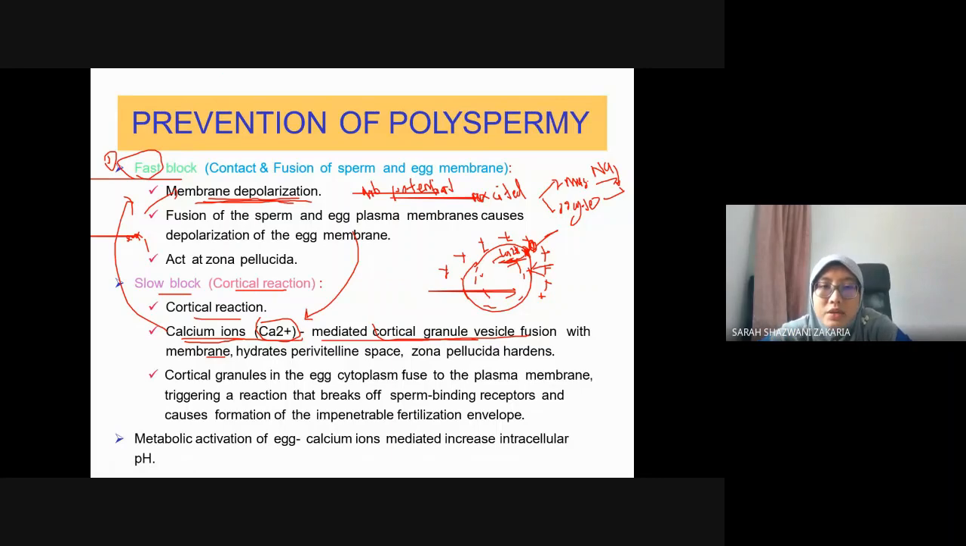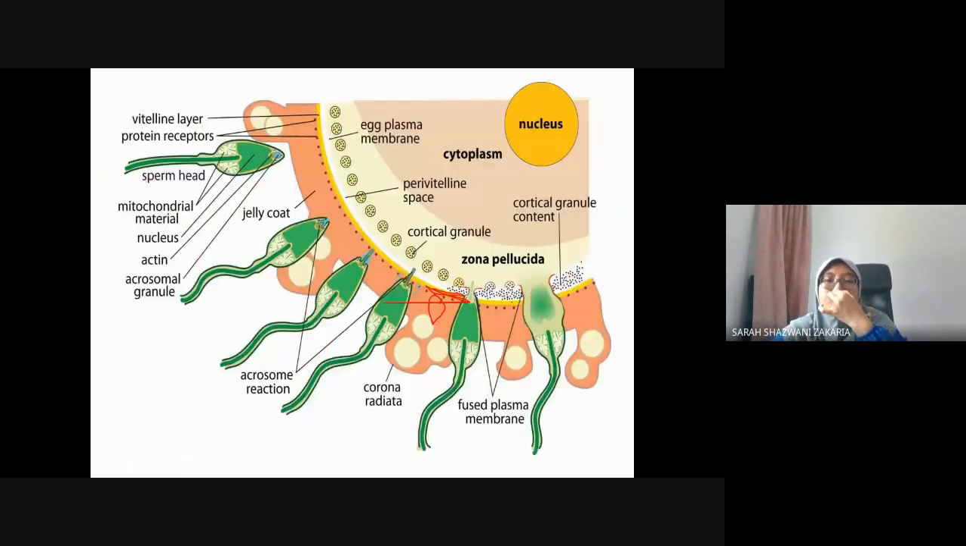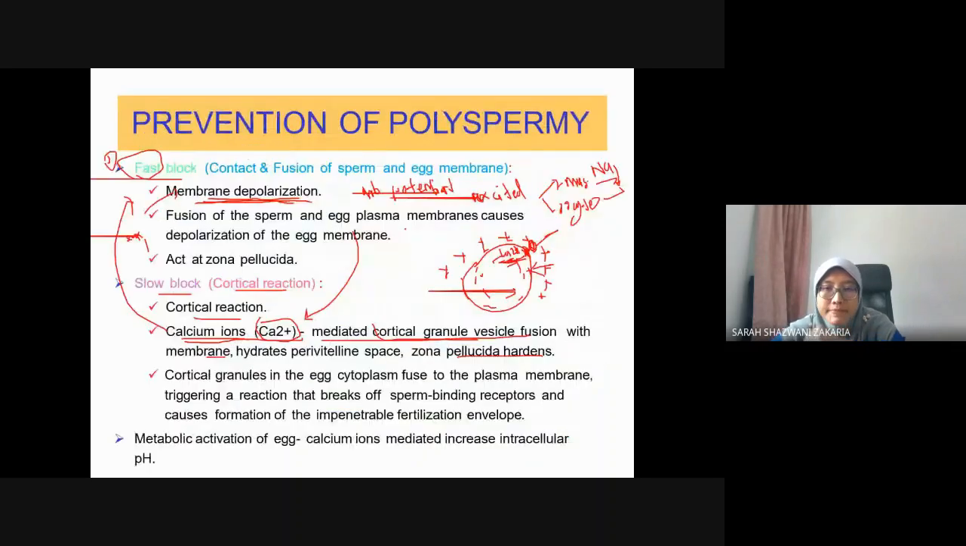So it will hydrate the perivitelline space and the zona pellucida will harden. So go back to the structure here. It will harden this part. It will also hydrate the perivitelline space here. So it will prevent other sperm. What else? It will break off the receptors. Metabolic activation of the egg is calcium ion mediated. So this is the fast and slow block of polyspermy.